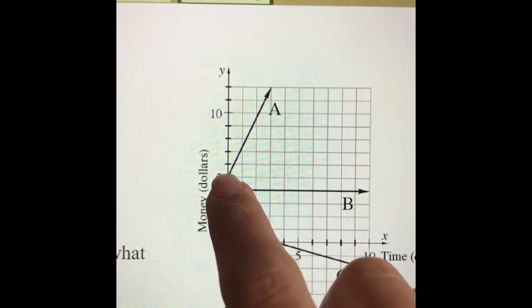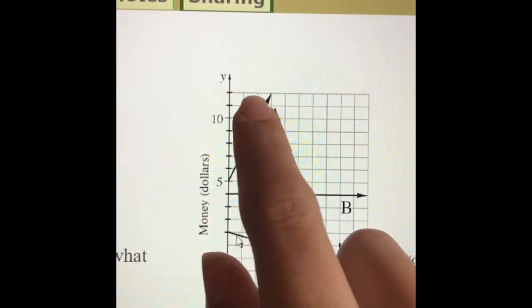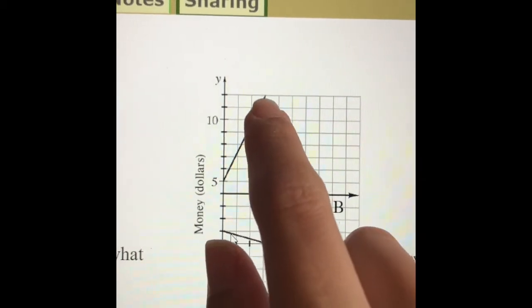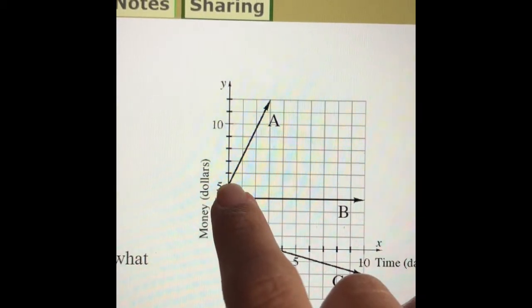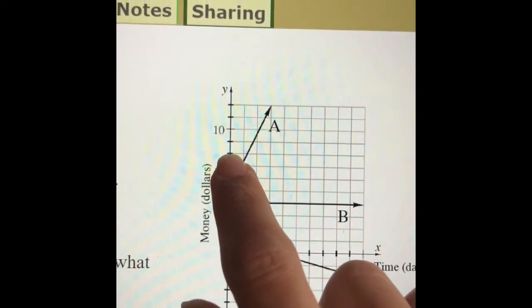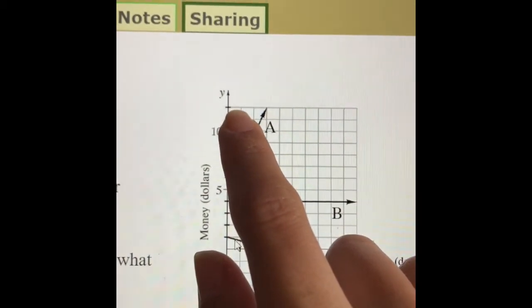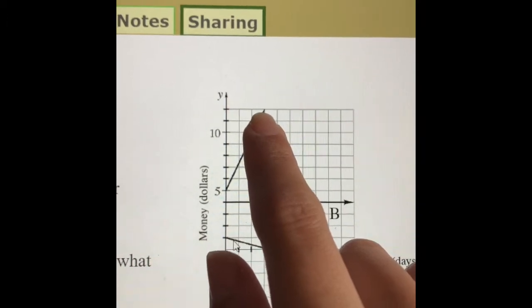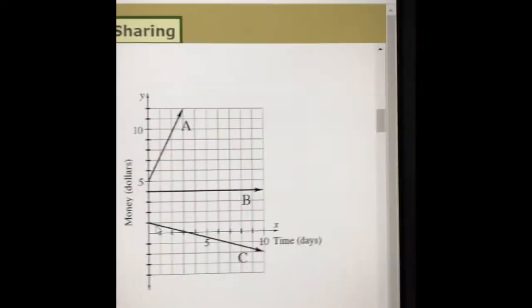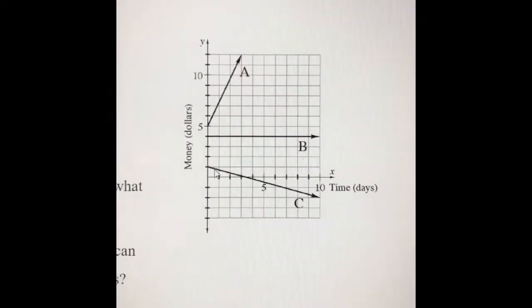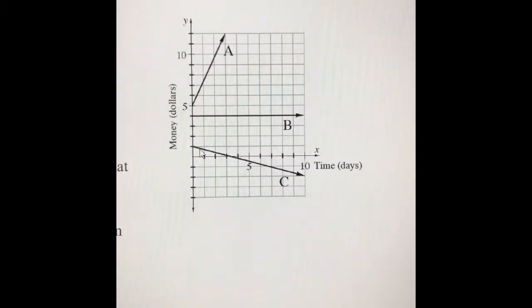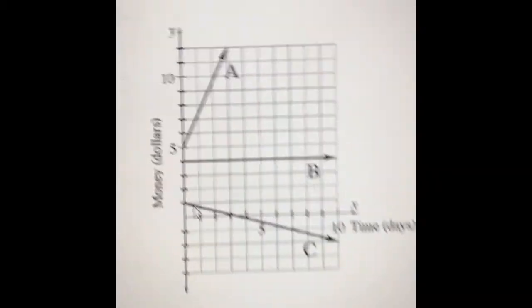So I just noticed that this went all the way up into the right 3, and it intersected right there at the grid. So I went from 5, 1, 2, 3, 4, 5, 6, 7. So up 7 and over 1, 2, 3. So I represented that as 7 over 3, $7 in 3 days. And I'll show this on my paper in a second.